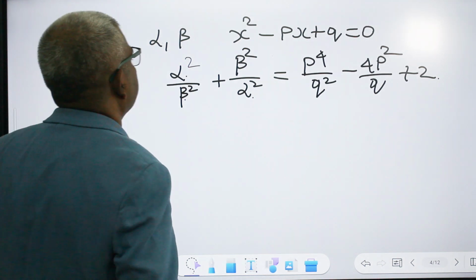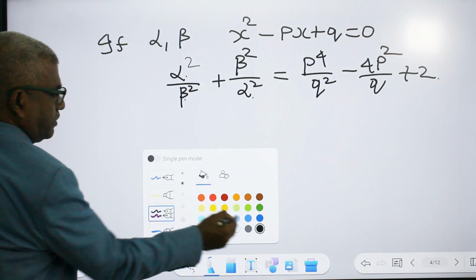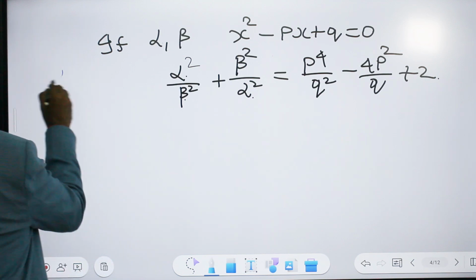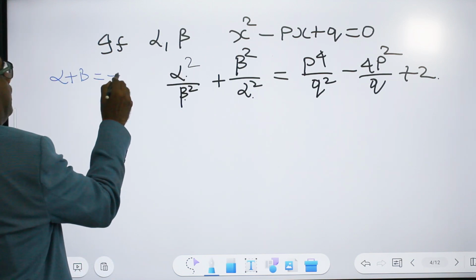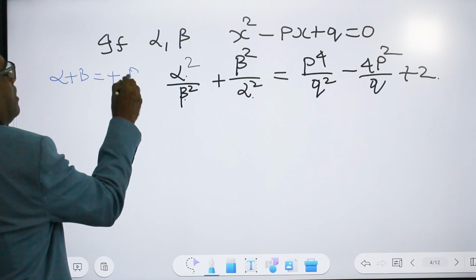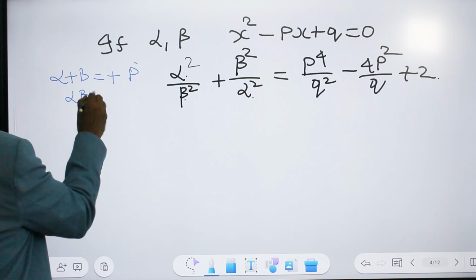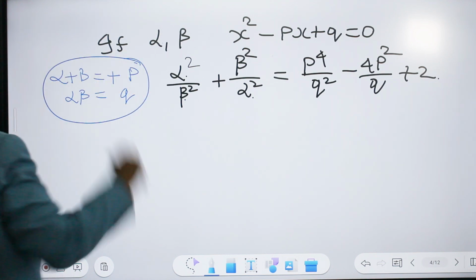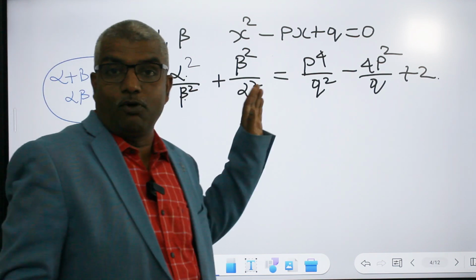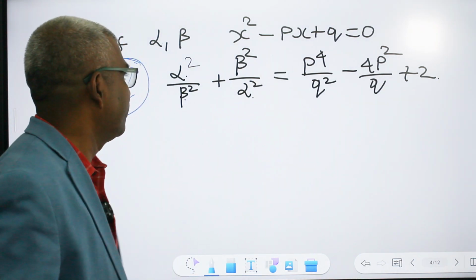The first line is very simple. What is the sum of the roots? Alpha plus beta is minus b by a. Minus p, so b is plus p, so alpha plus beta is p. What is alpha beta? C by a, which is q. Very simple. They gave very simple information in the first line, then they are asking us to prove a very difficult one.